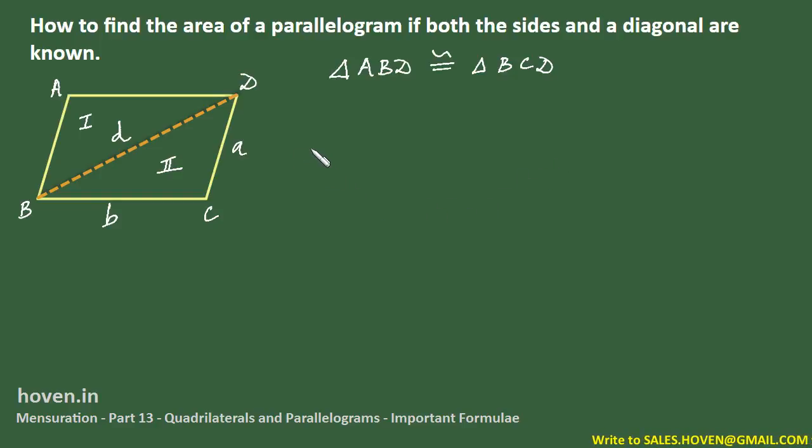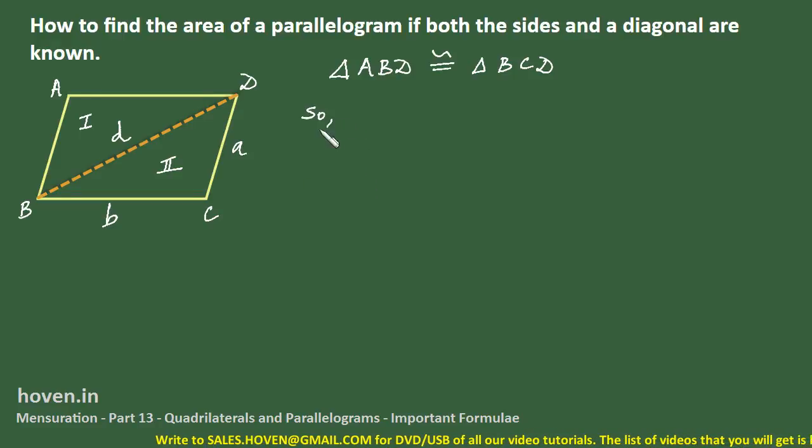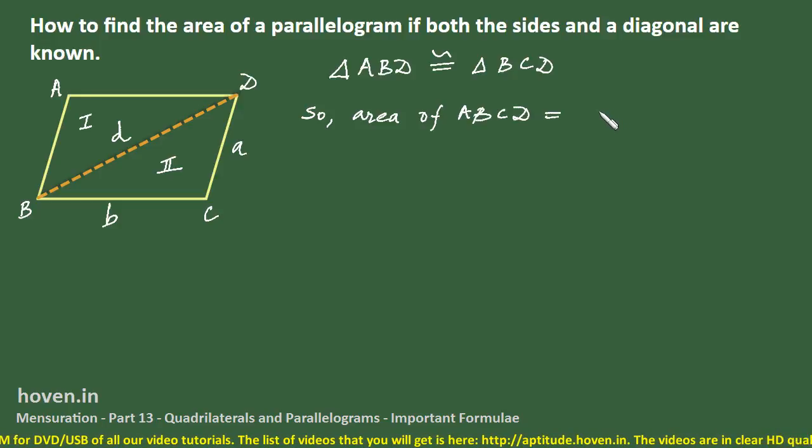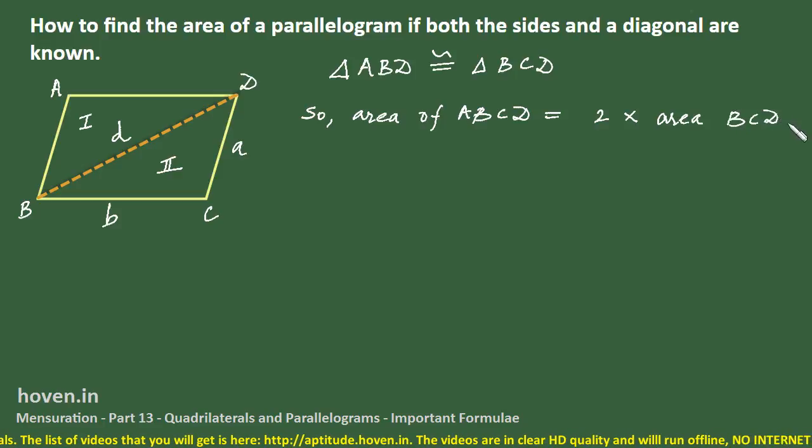So I will be able to determine the area of the parallelogram if I am able to determine the area of one of these two triangles, as simple as that. So we can write area of ABCD is equal to 2 times the area of BCD.